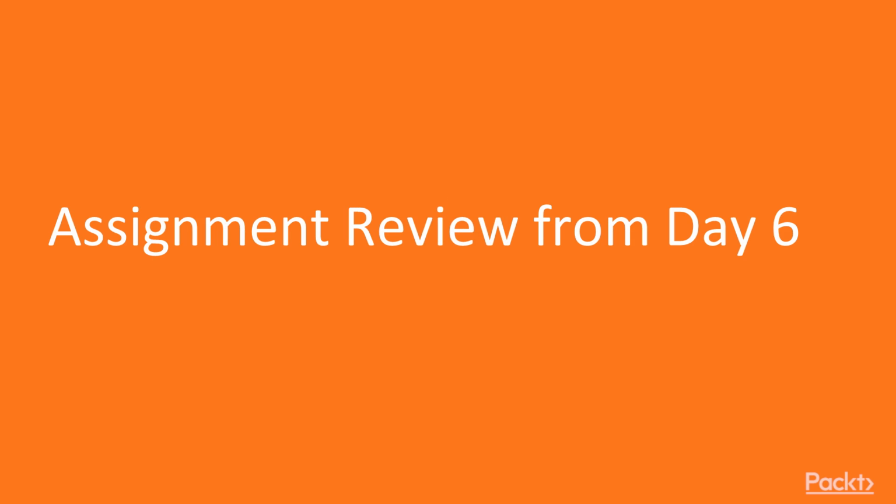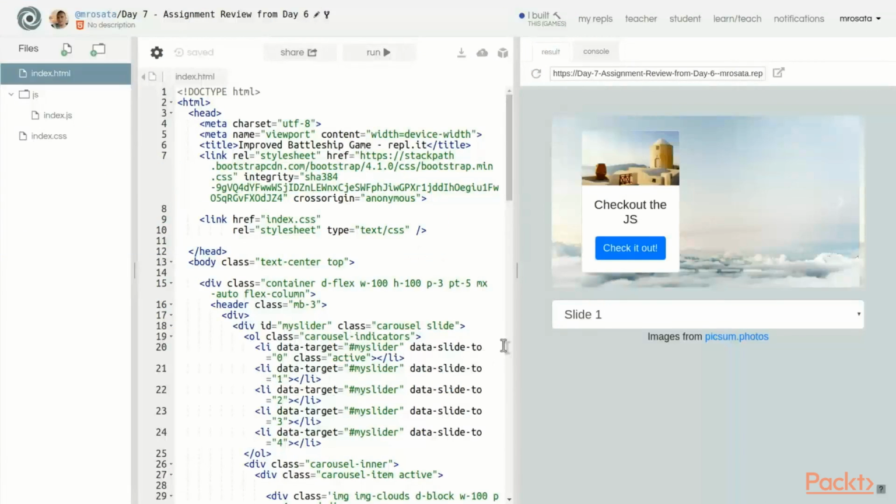Yesterday we learned how to use browser APIs. Our assignment was to get creative while building a custom carousel/slideshow. Since this is nearing the end of our journey, I want to code this one out in front of you instead of just doing a pure review of the code. So this is the assignment from day 6.